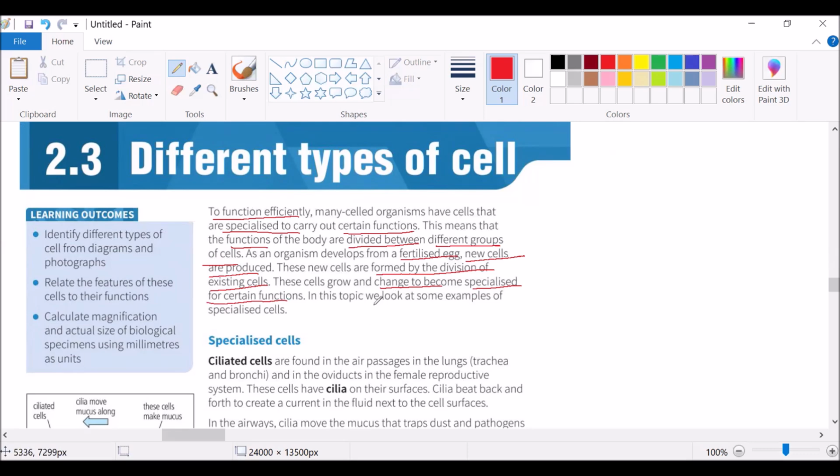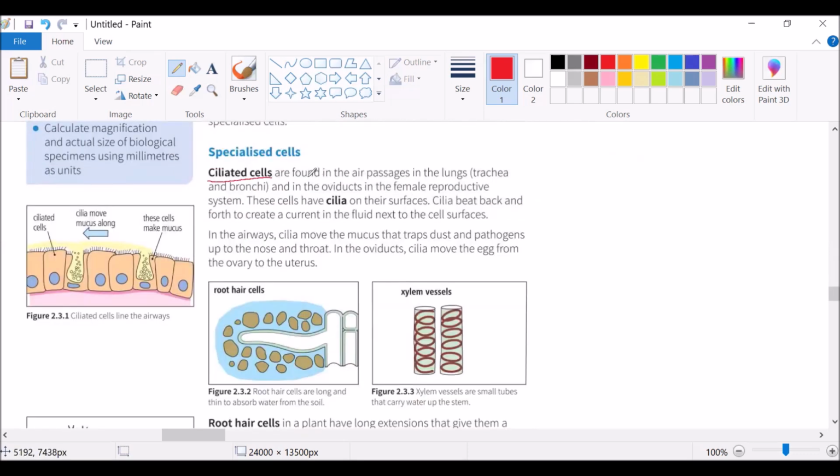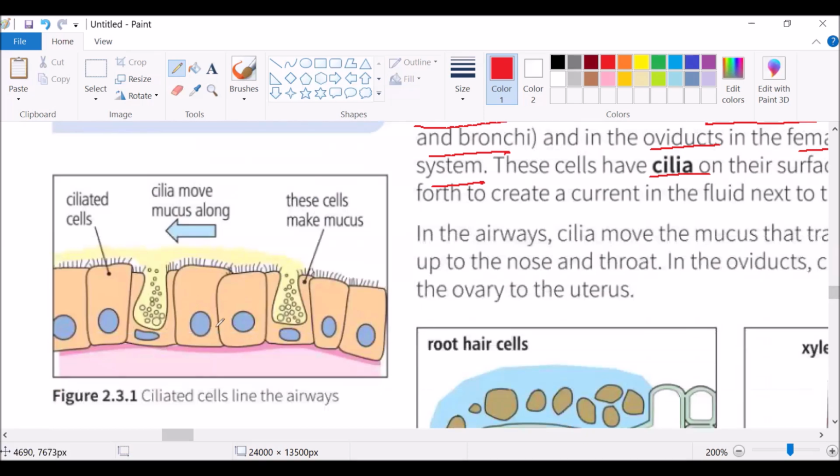In this topic, we look at some examples of specialized cells and how their shape or form allows them to perform their task. Ciliated cells are found in the air passages, in the lungs, the trachea, and the bronchi, and in the oviducts in the female reproductive system. These cells have cilia on their surfaces. So these are ciliated cells. The cilia are these protrusions on the surface of the cells.